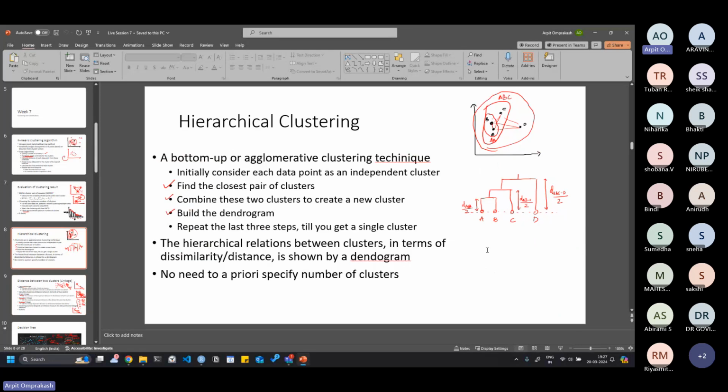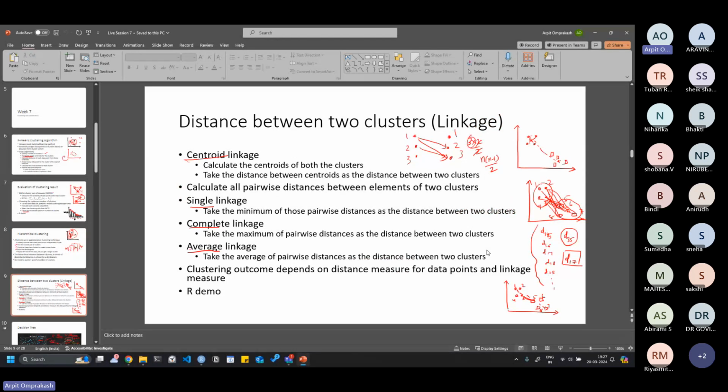As I talked about before also, we need to, in some cases, find out the distance between clusters or the distance between a cluster and a point. So the distance between two clusters is called linkage. There are four types of linkage that we can calculate. One is called centroid linkage. There you calculate the centroid of both the clusters, and you take the distance between the centroids as the distance between the two clusters.